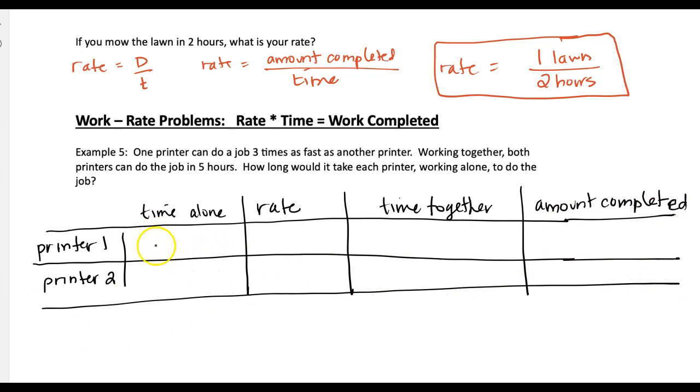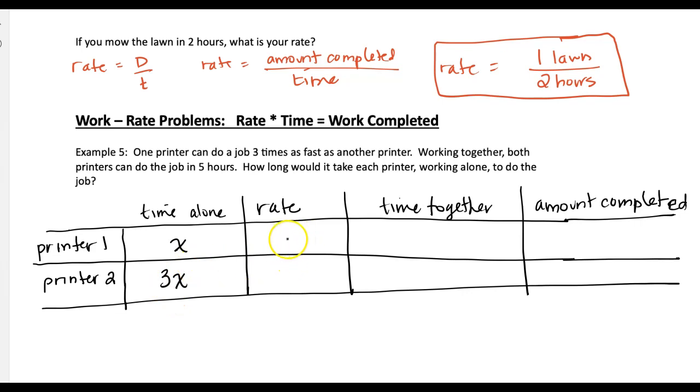Okay, so we know printer 1, or one printer, can work 3 times as fast as another. So I'm just going to assign printer 1 to be X hours. And then printer 2 is going to be the one that is going to be 3 times more. So actually printer 1 is faster. Just keep in mind, if X is 1, printer 1 finishes in 1 hour, and printer 2 takes 3 times as long. So 3 times 1 is 3 hours. So printer 1 is 3 times faster than the second printer.